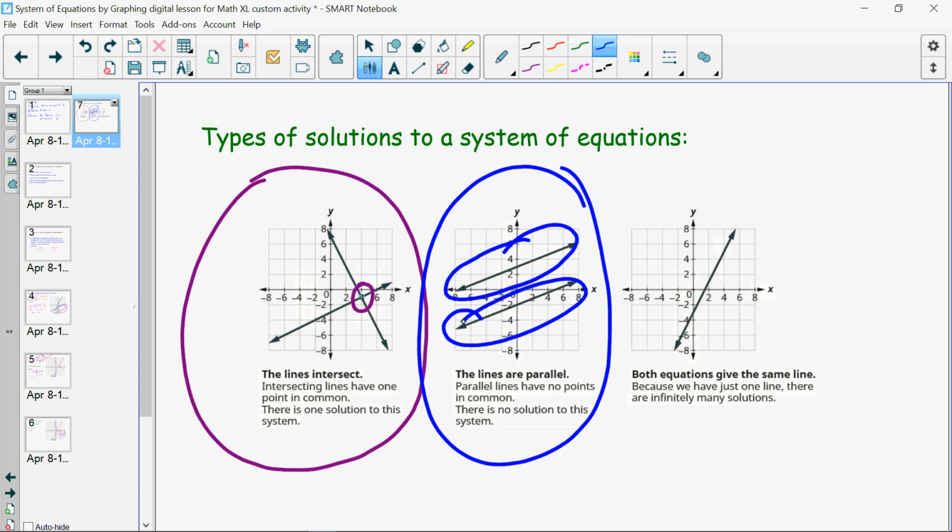And then in this last one, well, they do touch. They actually touch everywhere. So that means every point on the line is a solution. So you have an infinite number of solutions. Those lines are always touching. The key is wherever lines touch, that's a solution for both equations.